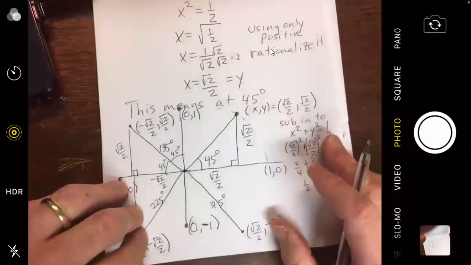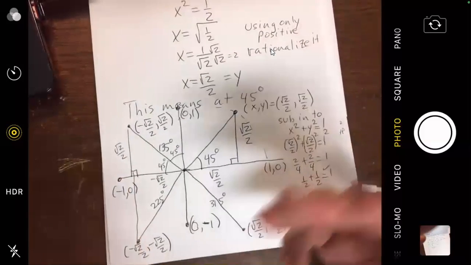Now, how do we relate this to sines, cosines, and tangents?